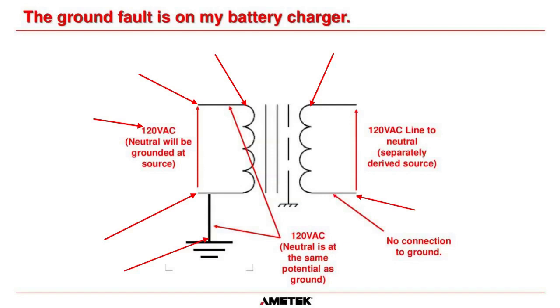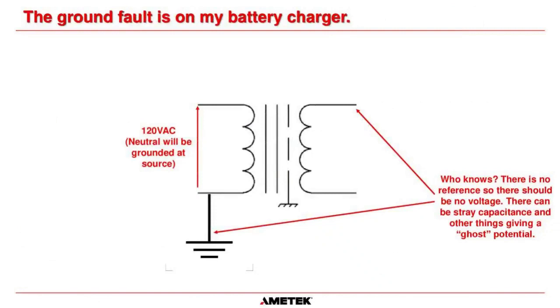Hopefully take a moment to take that in. Okay, the primary neutral is connected to ground, but the secondary neutral has no connection or reference to ground whatsoever. So if you took a fluke and you went between the hot on the secondary side of this transformer with reference to ground, what voltage would you expect? Well, obviously on the screen here, it says there is no reference. So in an ideal world, there will be no voltage because there is no reference whatsoever.